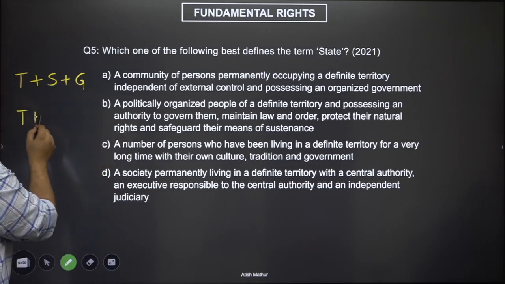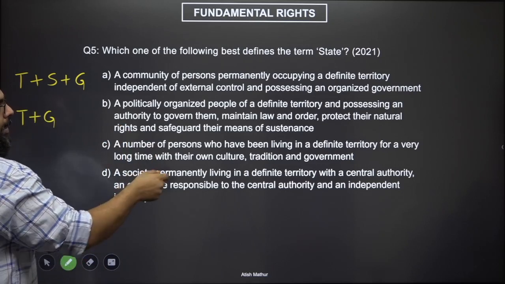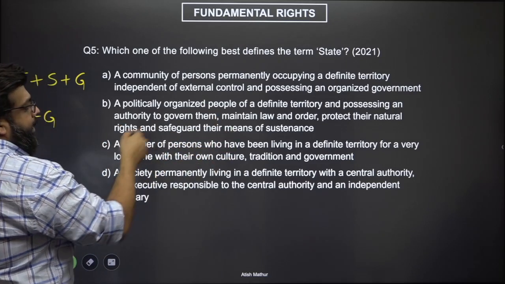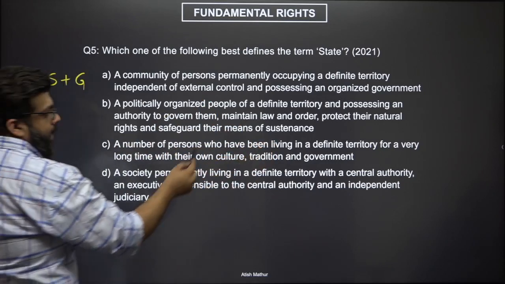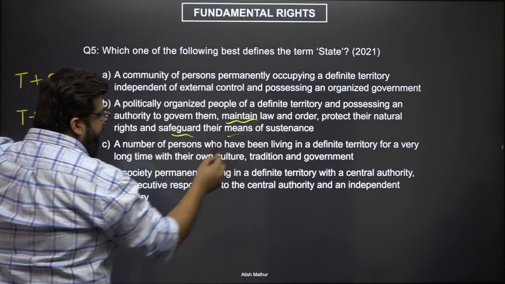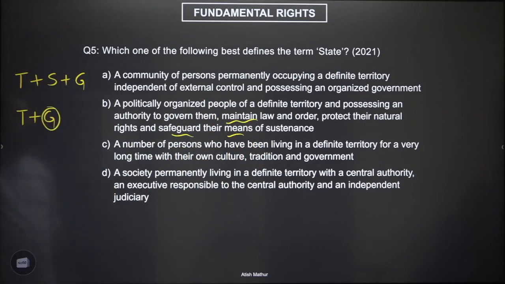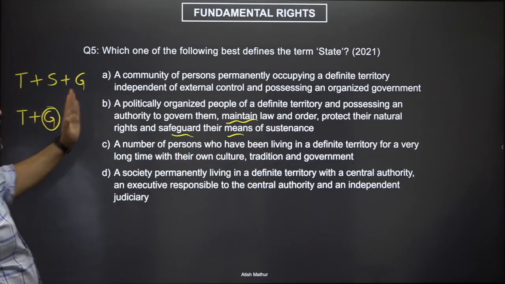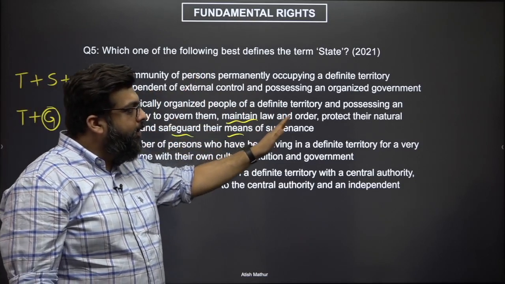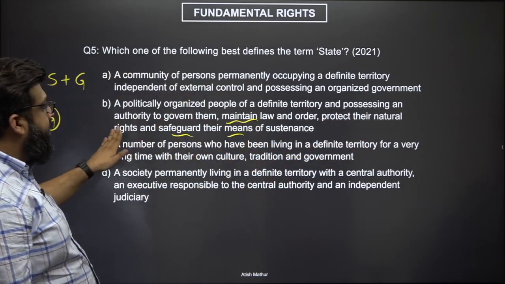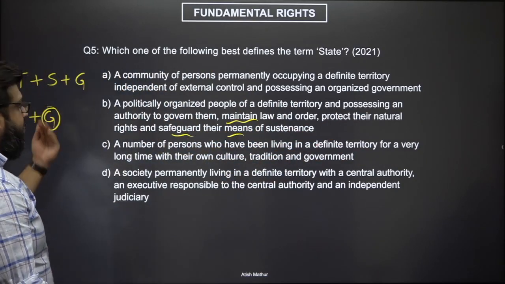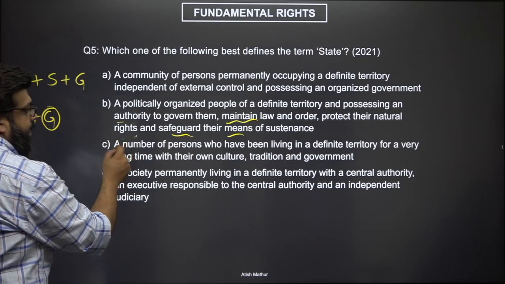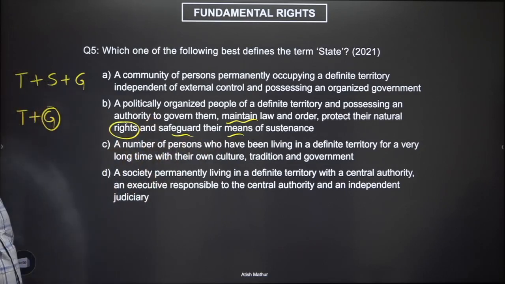authority to govern them, so there is a government, to maintain law and order, protect their natural rights, and safeguard their means of sustenance. All of this is a function of government only. It is the government which is supposed to govern, maintain law and order, protect their natural rights, and safeguard their means of sustenance. It is the function of the government. And natural rights have to be converted into legal rights. So this anyways sounds a tad bit shady.